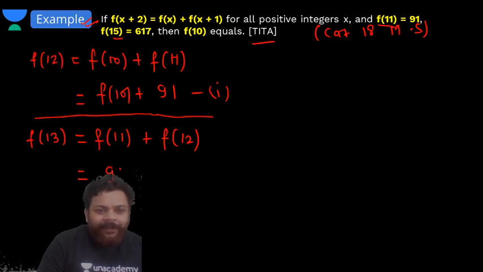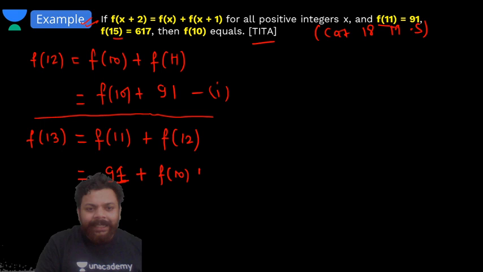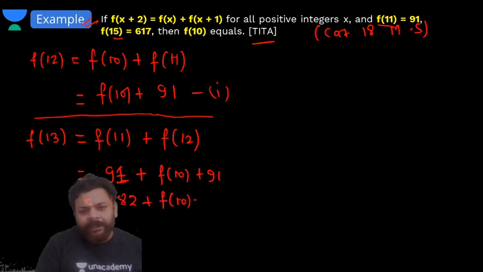F11 is 91. F12, from the first equation, I can write as F10 plus 91. So in total, F13 is going to be 182 plus F10. And this is going to be my second equation.